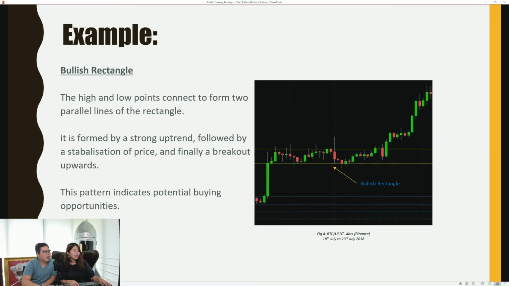Bullish rectangle. Highs and lows form 2 parallel lines of the rectangle. It's formed by a strong uptrend, followed by a stabilization of price, and finally a breakout upwards. Exactly, bullish. This pattern indicates potential buying opportunities. So when he says that, I'm going to assume that we buy it right after the rectangle. Yes, after it forms, because we anticipate that it will break out up.